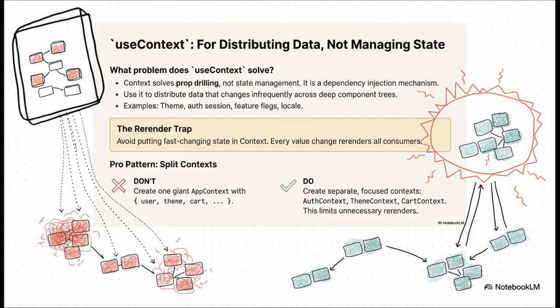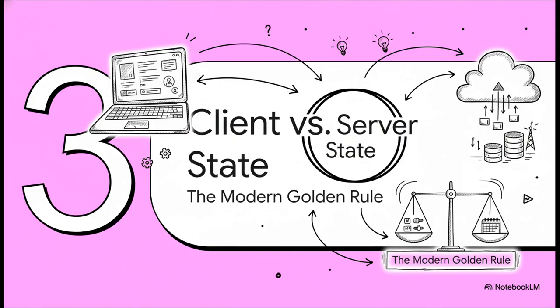But, and listen up because this is a senior level insight, Context is a dependency injection tool, not a state management tool. Its job is to teleport data from a provider down to a consumer, skipping all the components in between. The critical thing you have to remember is what I call the re-render trap. If you put state that changes frequently into context, every single component that consumes it will re-render, and your app's performance can absolutely tank. Now we're getting into a concept that truly separates the intermediate devs from the senior ones.